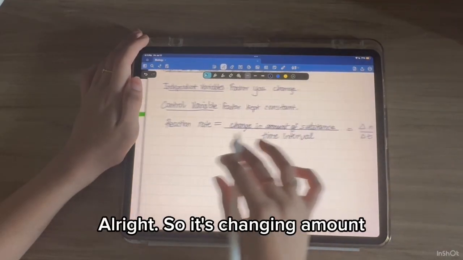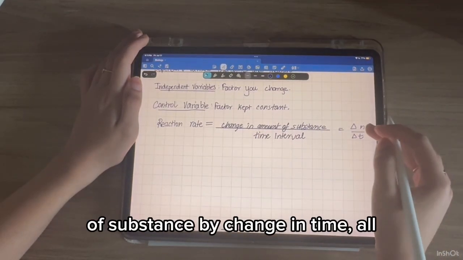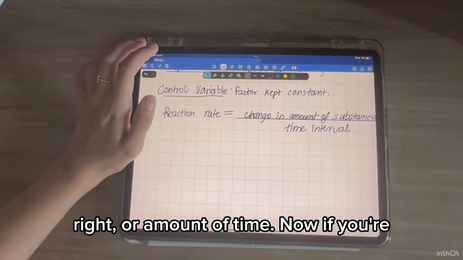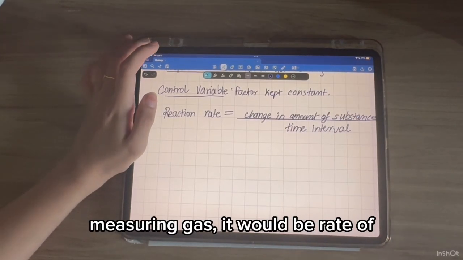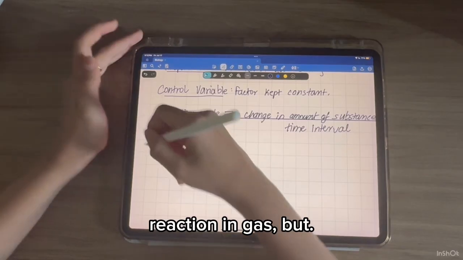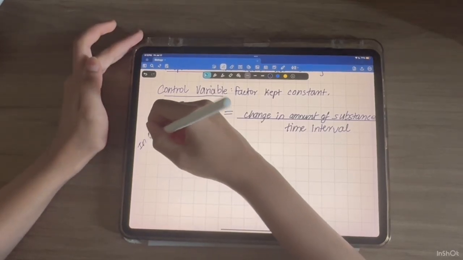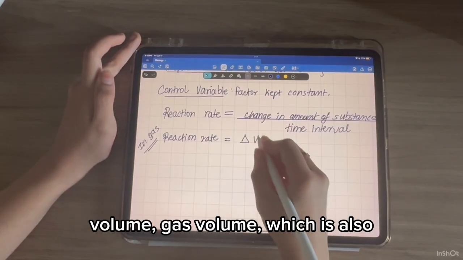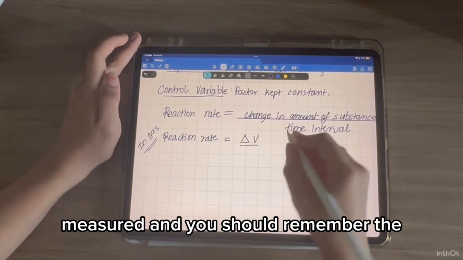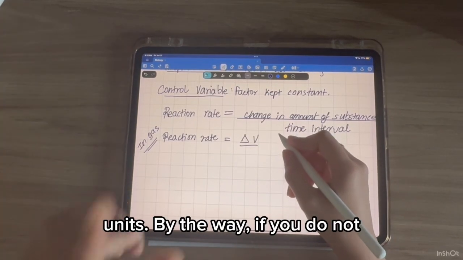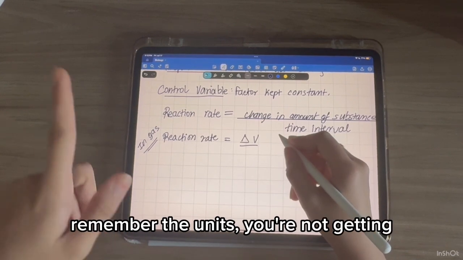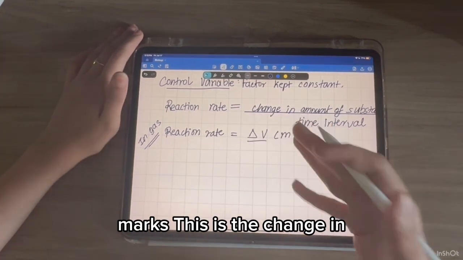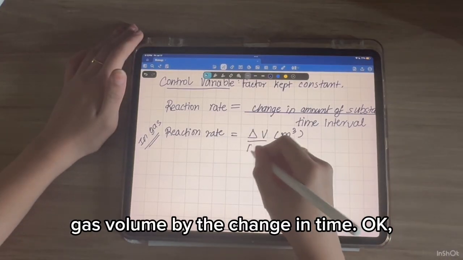Alright, so it's change in amount of substance by change in time, or amount of time. Now if you're measuring gas, it would be rate of reaction in gas. Let's write that down so we remember. It would be change in volume, gas volume, which is also measured in, you should remember the units, by the way. If you do not remember the units, you're not getting marks in maths, bro. This is the change in gas volume by the change in time.